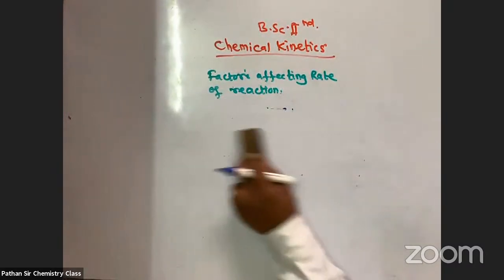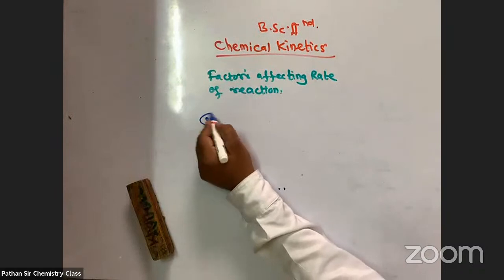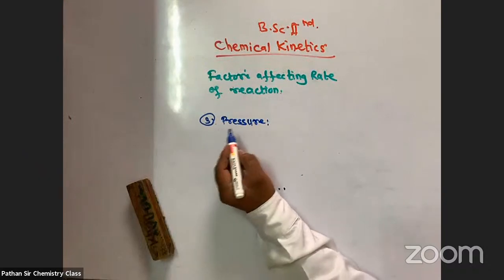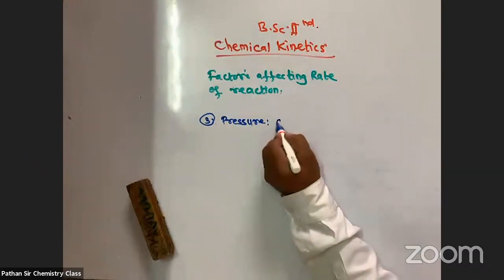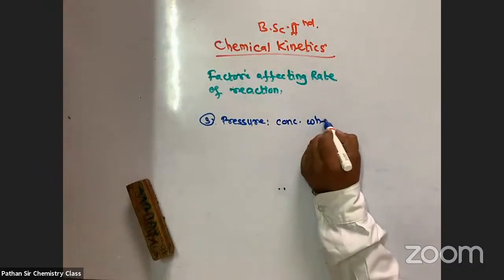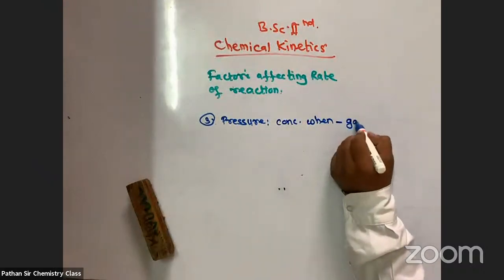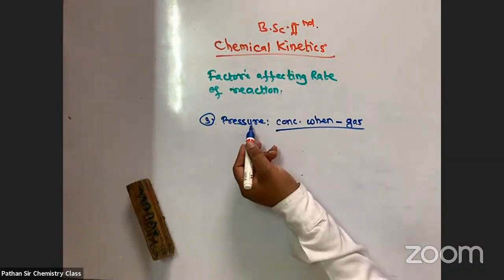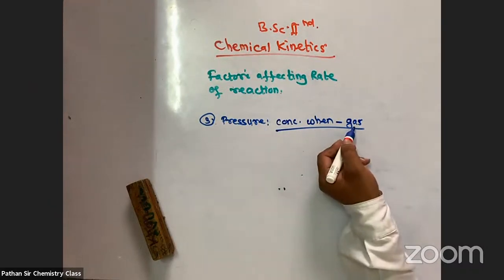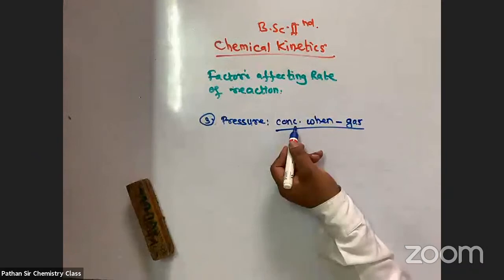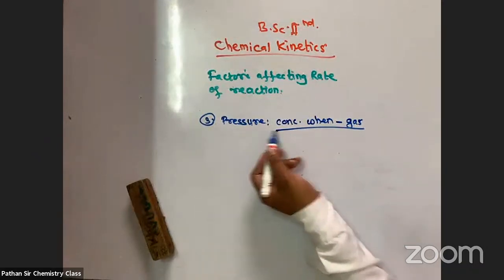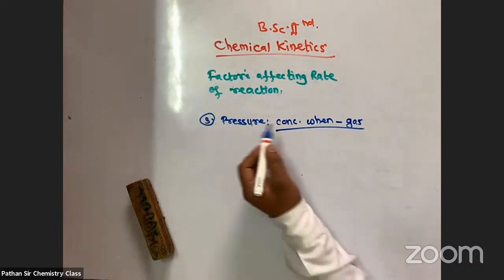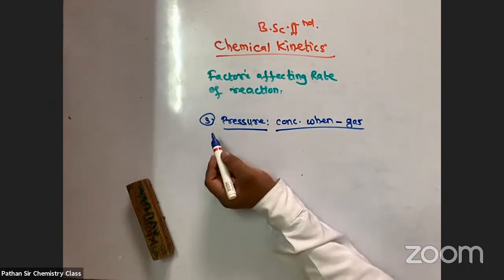Okay. Third point, that is called pressure. Now, pressure is just like concentration when using gas samples. If the reactants are gas, then instead of concentration we say pressure. So pressure is nothing but concentration for a gas sample. So as the concentration increases, that means as the pressure increases, the rate of reaction of gaseous samples also increases. So increase in the pressure increases the rate of reaction.